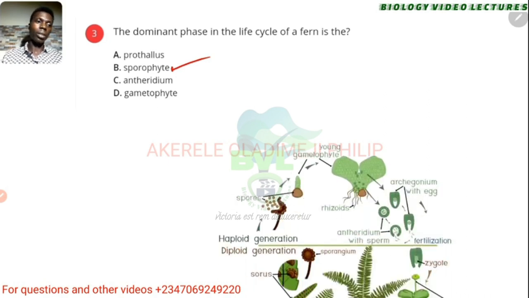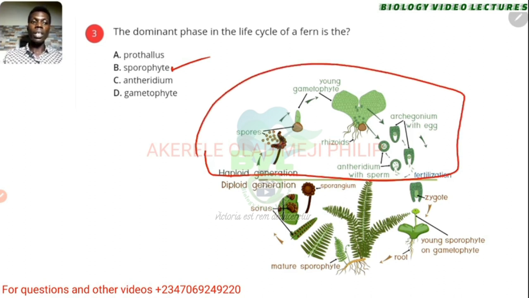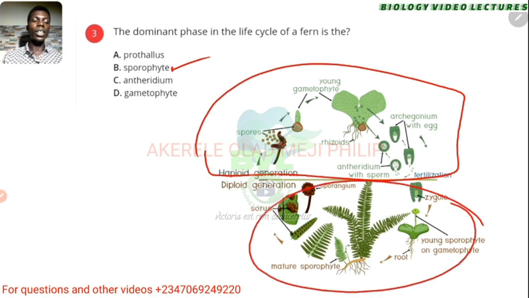Now, let me show you what that means. Looking at this, there's something called alternation of generation, whereby a diploid phase alternates with a haploid phase. The haploid phase means it has half a set of chromosomes, and the diploid phase has two sets of chromosomes. What you're seeing here is the fern, or pteridophyte, and this is the sporophyte phase, which is the mature phase.